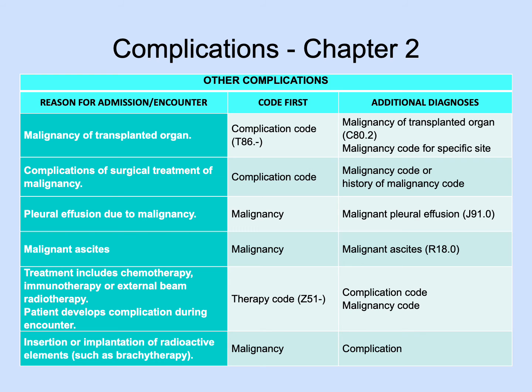Treatment including chemotherapy, immunotherapy, or external beam radiotherapy. Patient develops complication during this encounter. Therapy code, complication code, malignancy code. Insertion or implantation of radioactive elements such as brachytherapy, malignancy, and then complication.